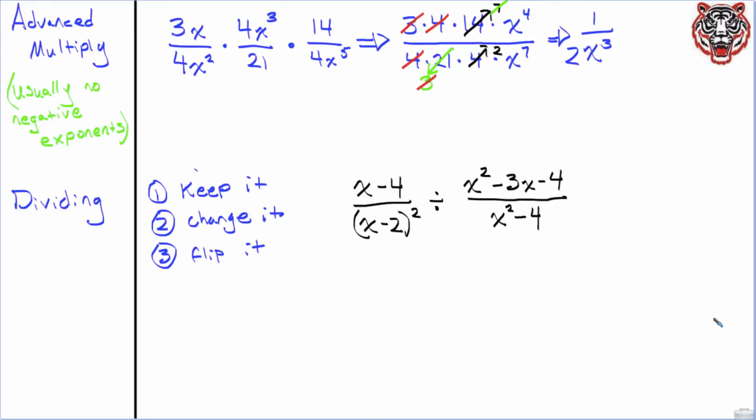So yeah, keep it, change it, flip it. So what I mean by that is keep the first fraction the same. So I'm going to rewrite that first fraction, x minus 4, and I'm also going to factor, wait, that's already factored, we don't have to do anything, x minus 2 quantity squared, and change it. What I mean is change this sign. This sign was a divided by symbol, and now it's going to be a times symbol. So we change it, and then we're going to flip it.